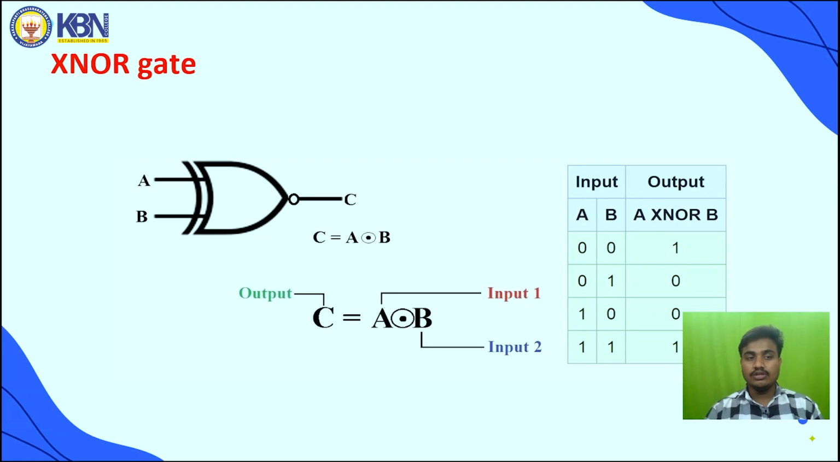In the exclusive OR gate, if both the inputs are same, then the output is low. If both the inputs are different, then the output is high. It is quite contradictory, or it's just the complement of the exclusive OR gate. In this exclusive NOR gate, you can see, if both the inputs are same, the output is high. If both the inputs are different, the output is low.